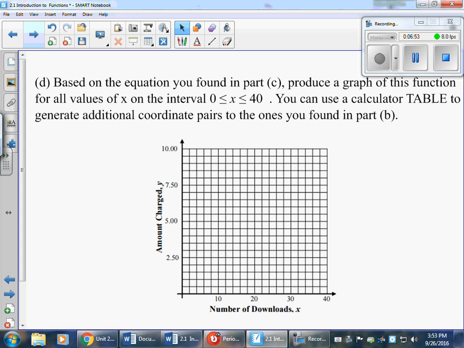Now it says, based on the equation you found in part C, produce a graph of this function for all values of x on the interval 0 is less than or equal to x, which is less than or equal to 40, which basically means all values between 0 and 40. Now you can use your calculator to create the table and generate additional coordinate pairs along with the ones that we found on the previous pages. So pause for a few minutes, graph your points, and then come back and we'll check it.